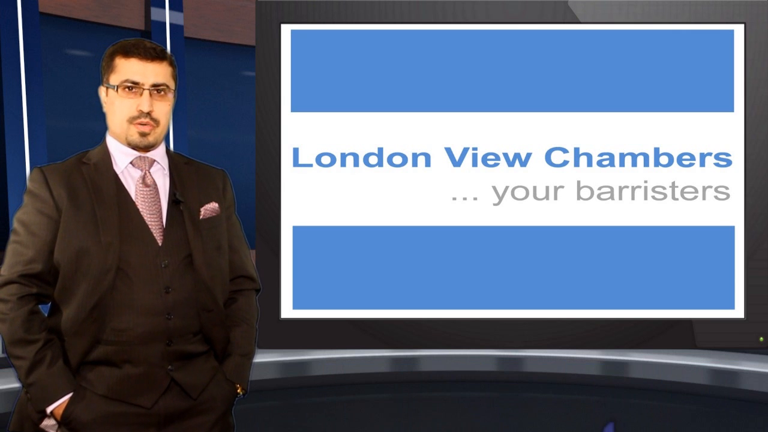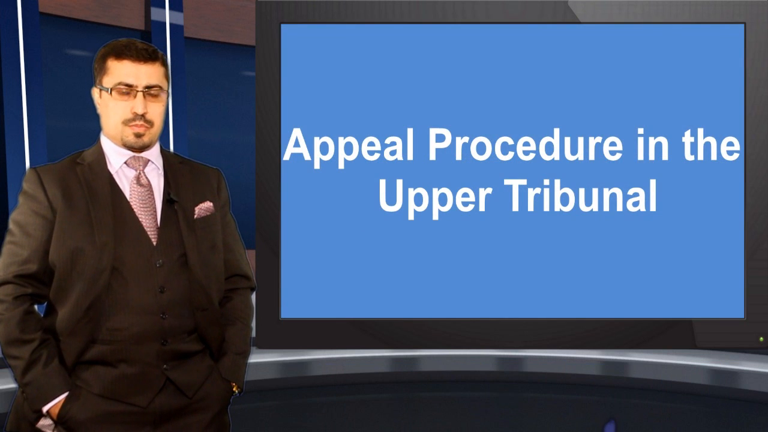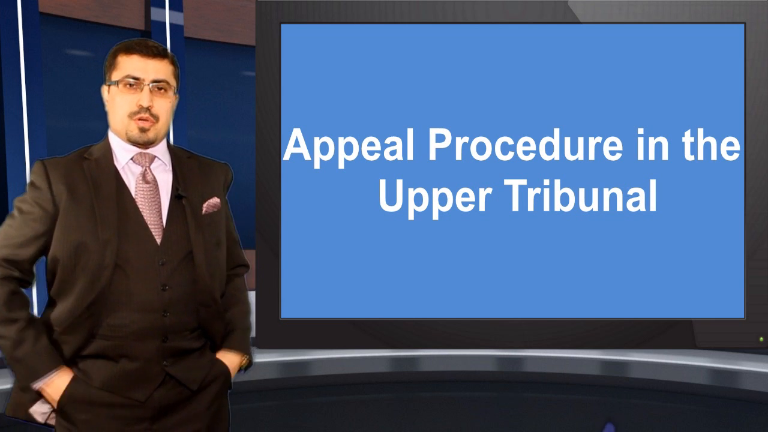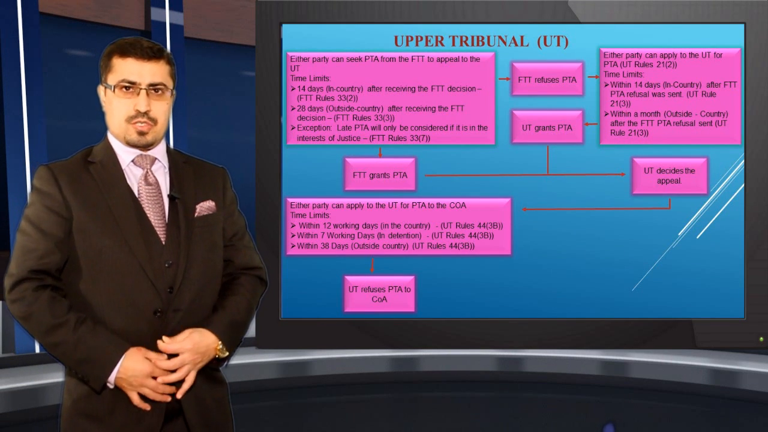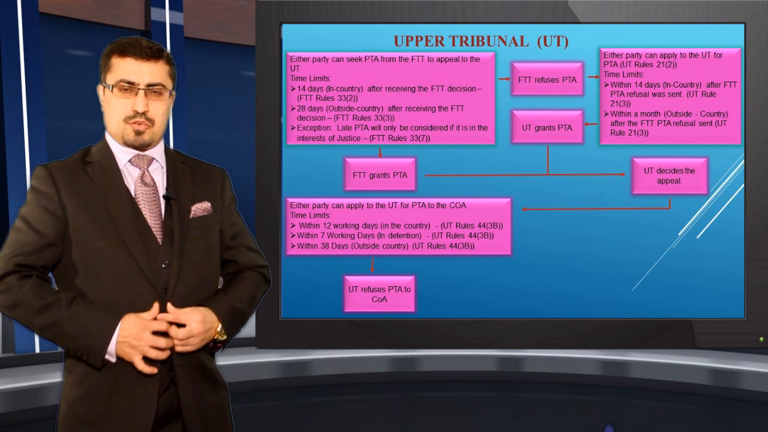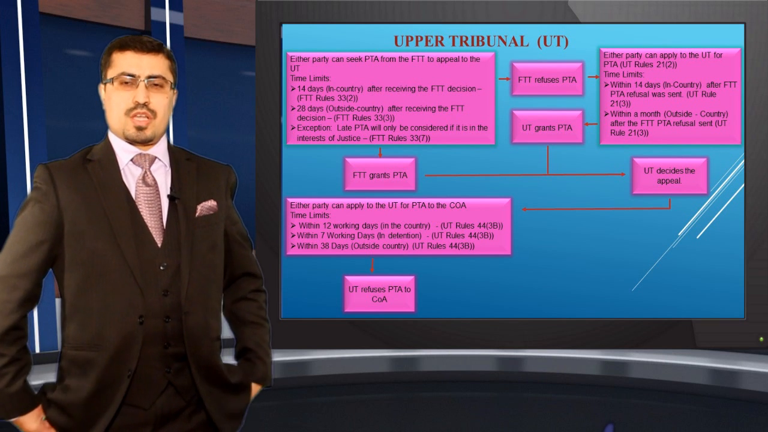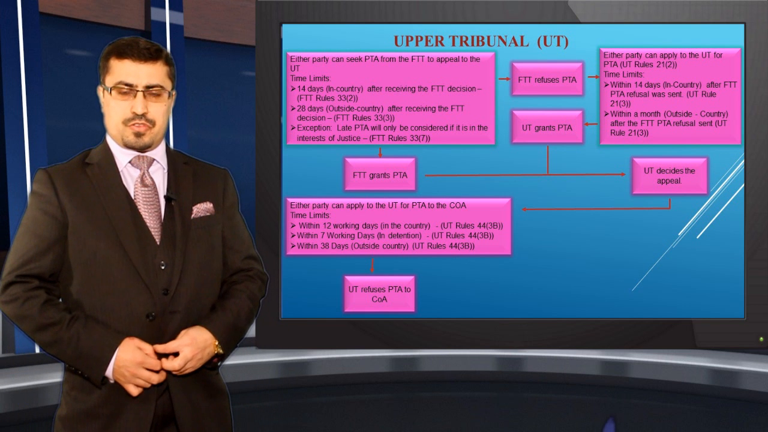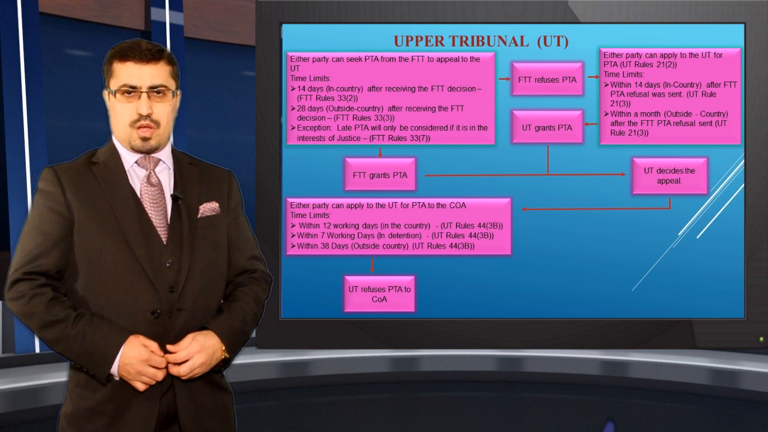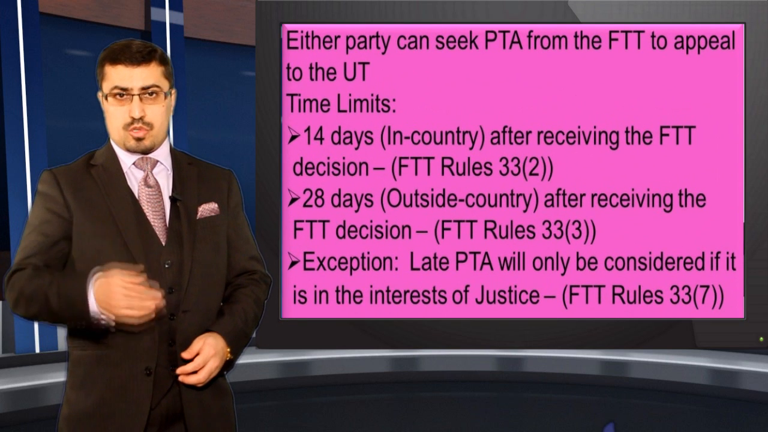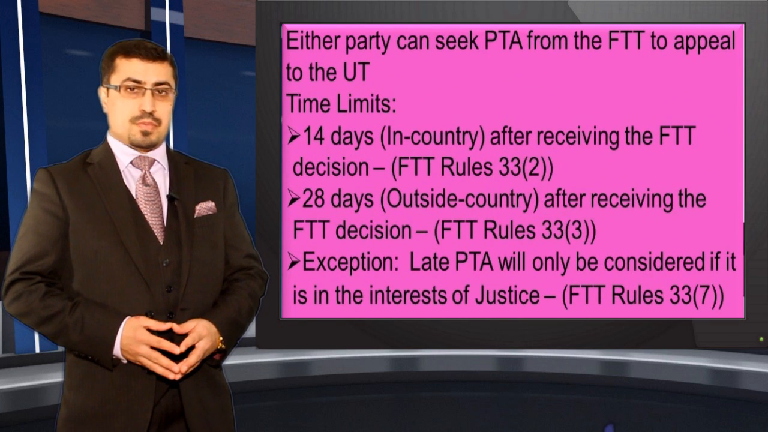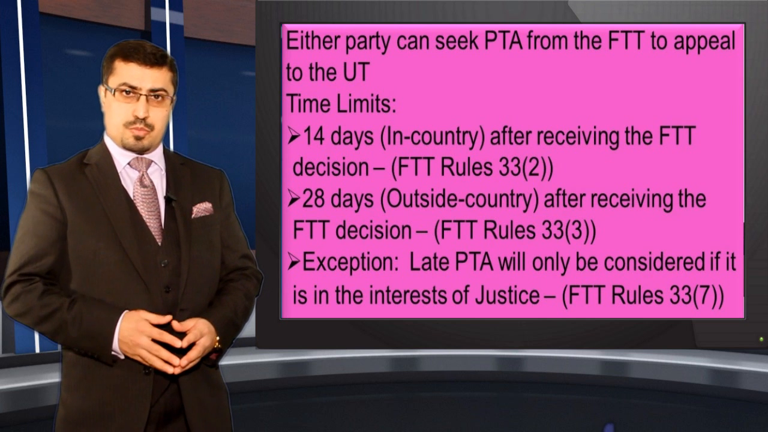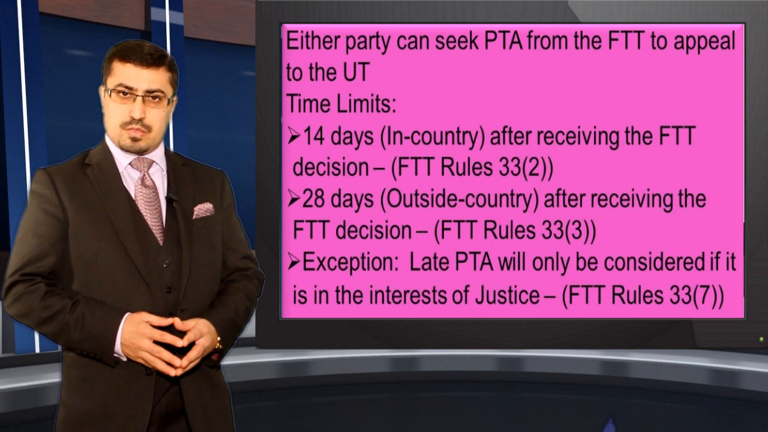Today I will talk about procedure of appeals in the Upper Tribunal Immigration and Asylum Chamber. The process starts when the First-tier Tribunal decides your appeal and promulgates its determination. There is no automatic right of appeal against the determination of the First-tier Tribunal. Therefore, either party, that can be yourself or the Home Office, has to seek permission to appeal to the Upper Tribunal. There are two chances to make an application seeking permission to appeal.